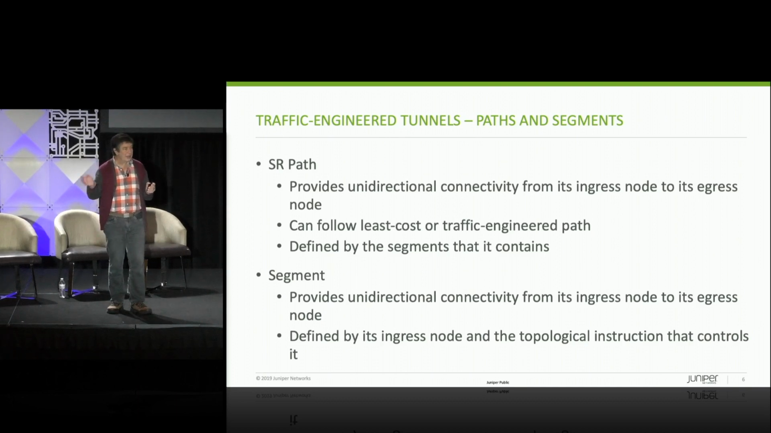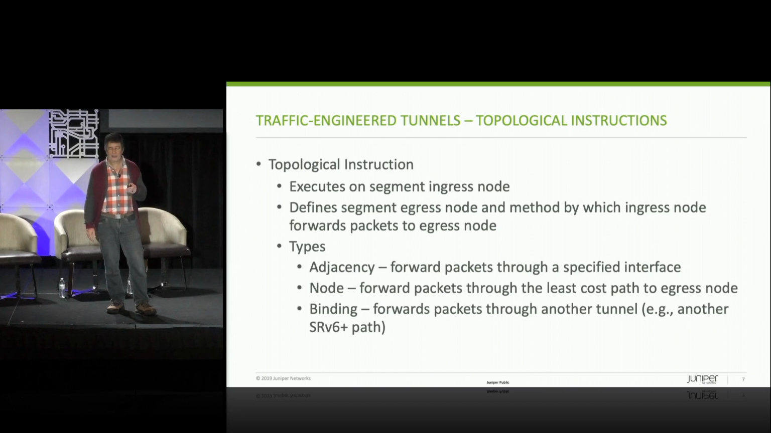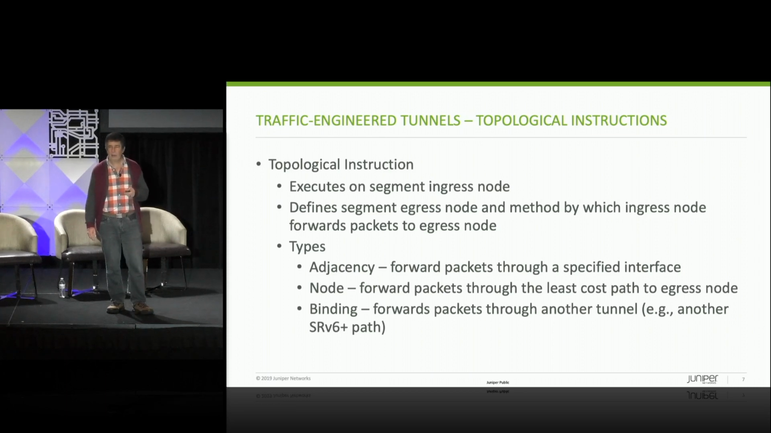So here's where segment routing starts to get a little bit unique, in that it has this concept of instructions. Now, what is a topological instruction? A topological instruction executes on the segment ingress node. It defines the segment egress node and the method by which the ingress node forwards the packet to the egress. And there are a few types of topological instructions. One is an adjacency instruction. It forwards a packet through a specified interface.